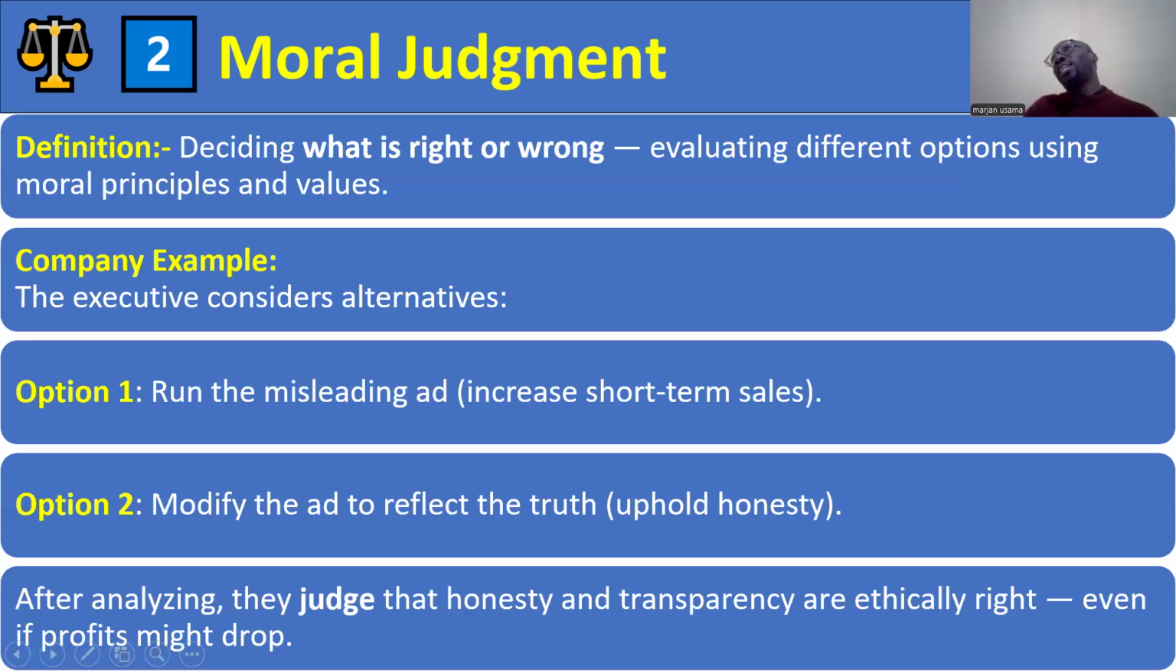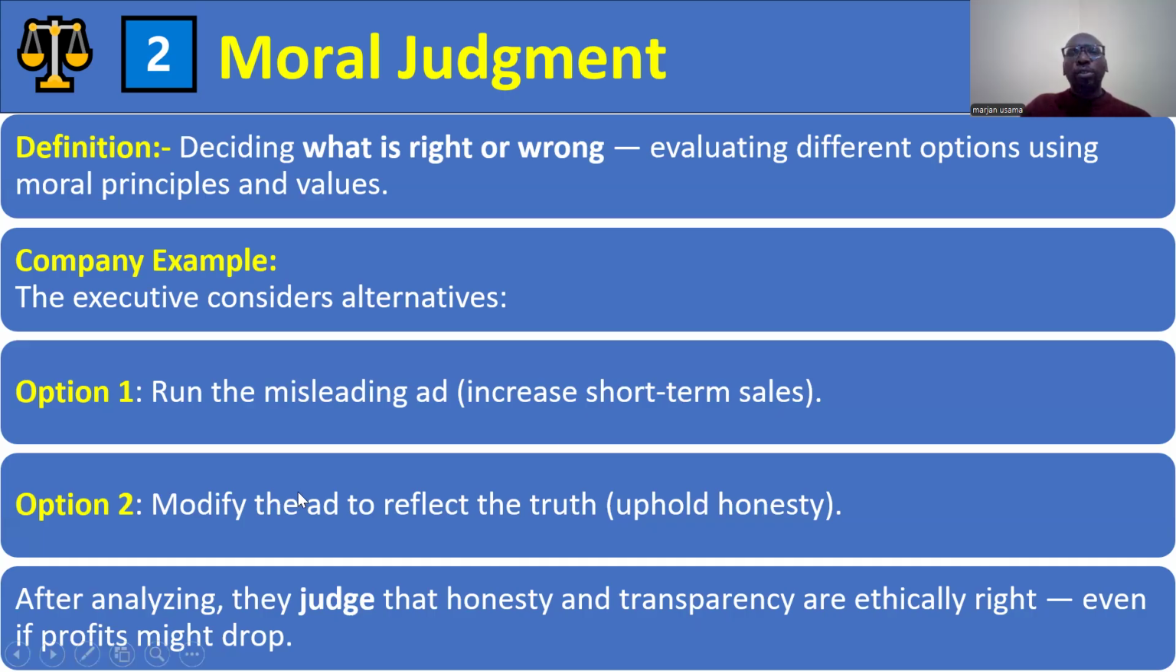Then number 2 is moral judgment. Deciding what is right or wrong. That is evaluating different options using moral principles and values. So this manager has options. Option 1, run the misleading ad to increase the short-term sales. So the manager can decide, I don't care about ethics. I don't care about being right. We need money as a company. We need to advertise. We need to lie.